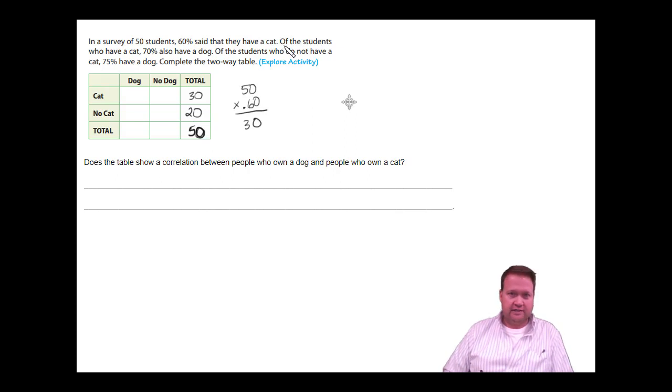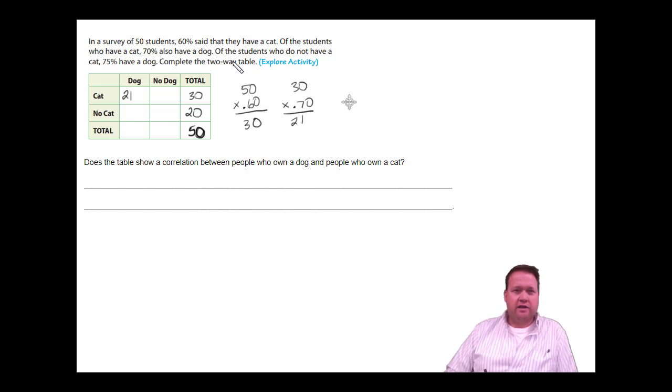Now let's read the second sentence. Of the students who have a cat, that's this number right here, that's 30, 70% of these also have a dog. So 30 times 0.70, 7 times 3 is 21, and when I move the decimal a couple times, if you use your calculator, it'll come out to that. 70% of cat owners also have a dog. Well, 21 students out of these 30 also have a dog.